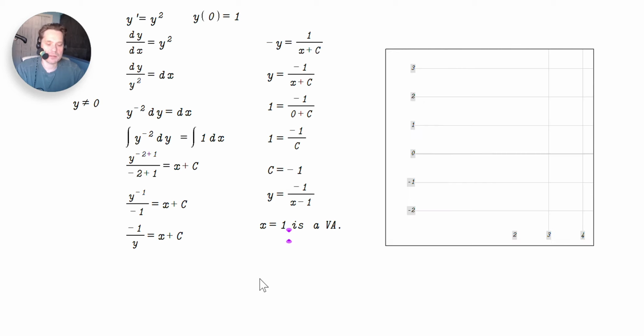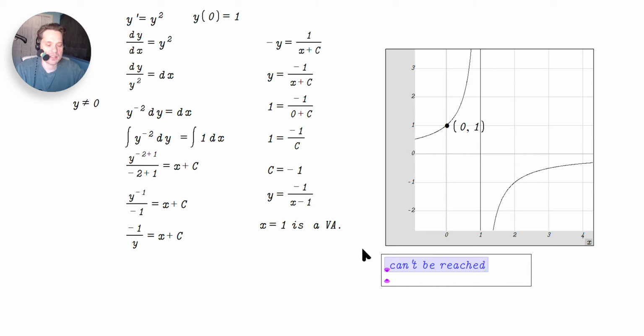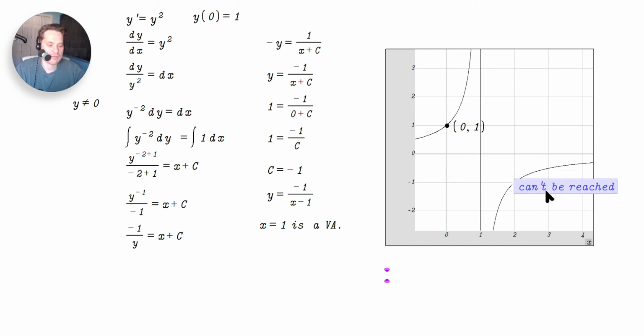Let's label the point that we have. So we want the point y of 0 equals 1. Remember, that's the point (0, 1), in other words. You see right here? Because x is 0, y is 1. So that puts us in this position right here. The piece of the graph that goes to that point is this piece. The one on the other side of the vertical asymptote can't be reached, correct? That's the key phrase right here, this piece. That can't be reached. You can't cross the vertical asymptote.